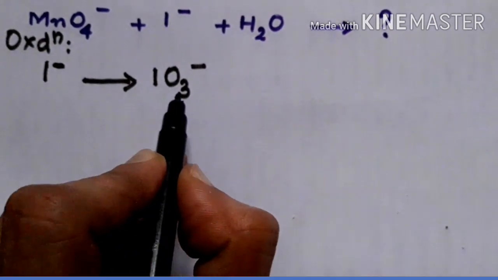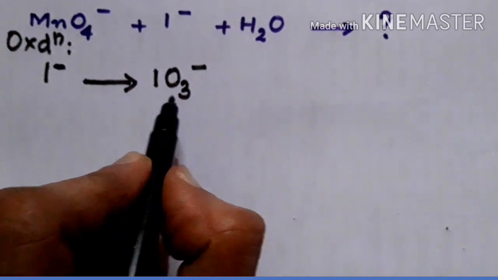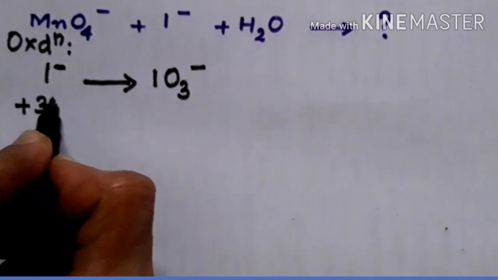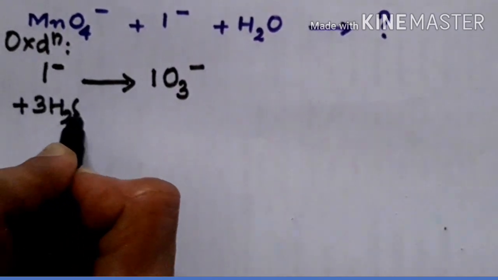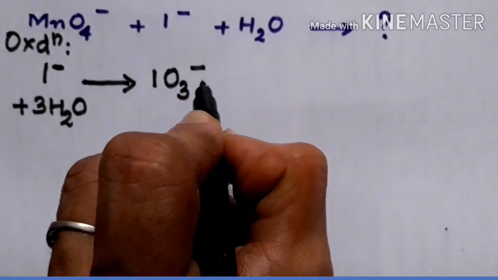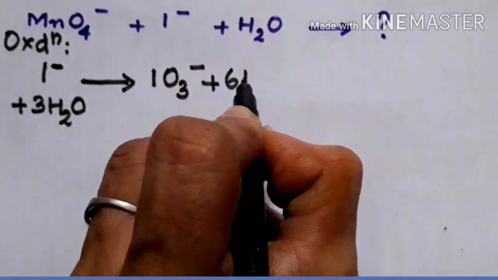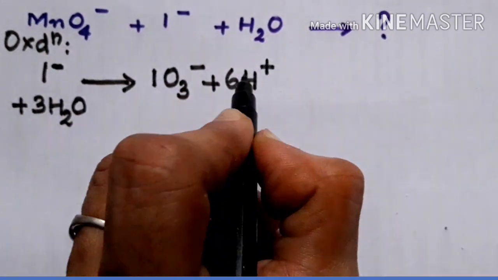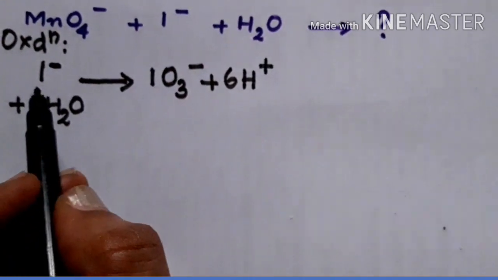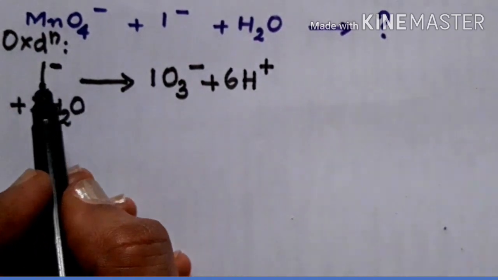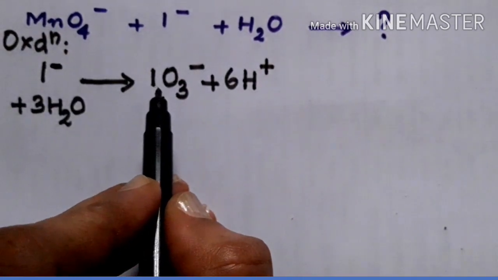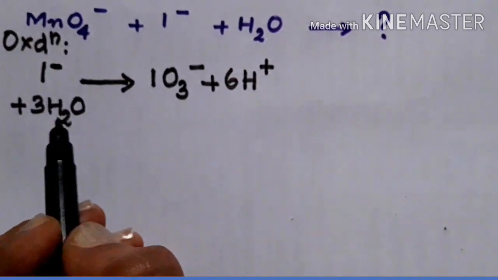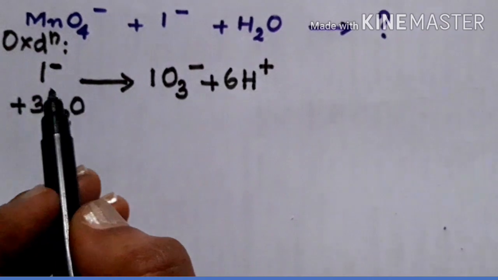It is balanced. Oxygen is in excess here, so it has to be balanced with the required number of water molecules. I am adding 3 H2O. That means 6 hydrogens are deficient on the right side, so I give 6 H plus. So atom wise it is now balanced: one iodine each, O3 and 6 hydrogens.